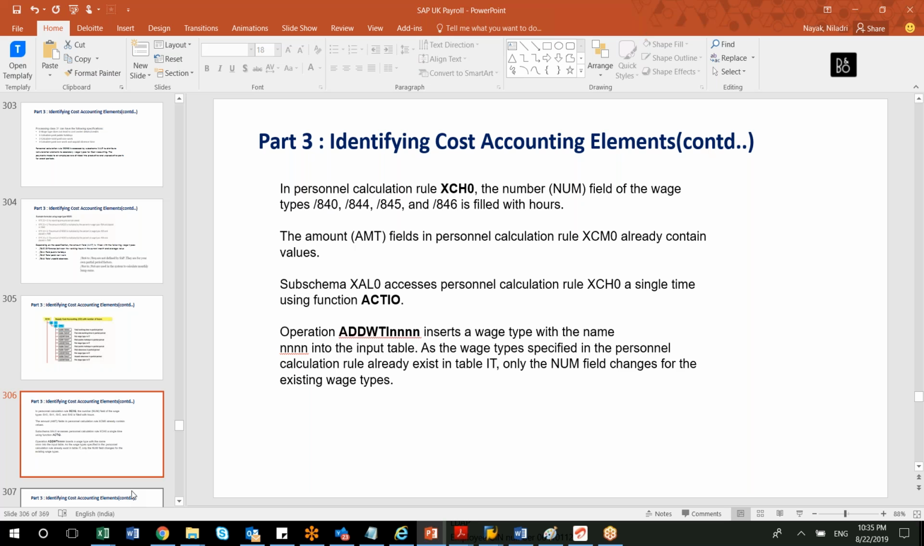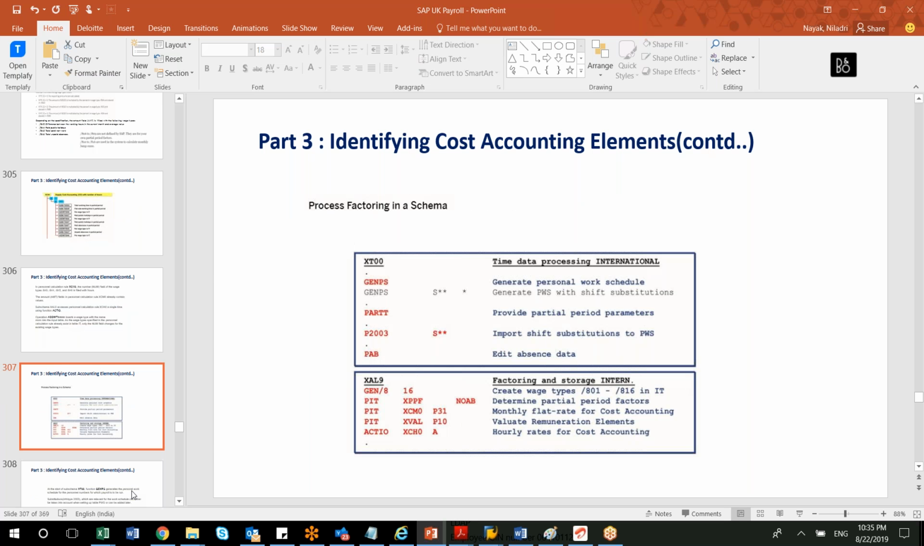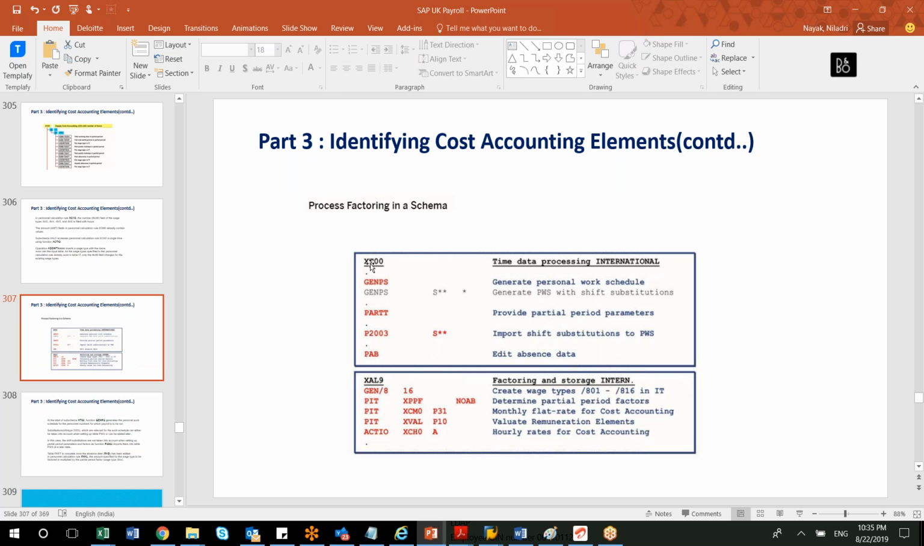So here actually I have explained. Even a generic example here, you can use GT00 instead of XT00. Actually, it is applicable for all countries, not only specific to UK. So here I have a generic example of XT00, that is for time data processing. You can have your GT00, and then, as I was explaining in the last session, GE and PS.